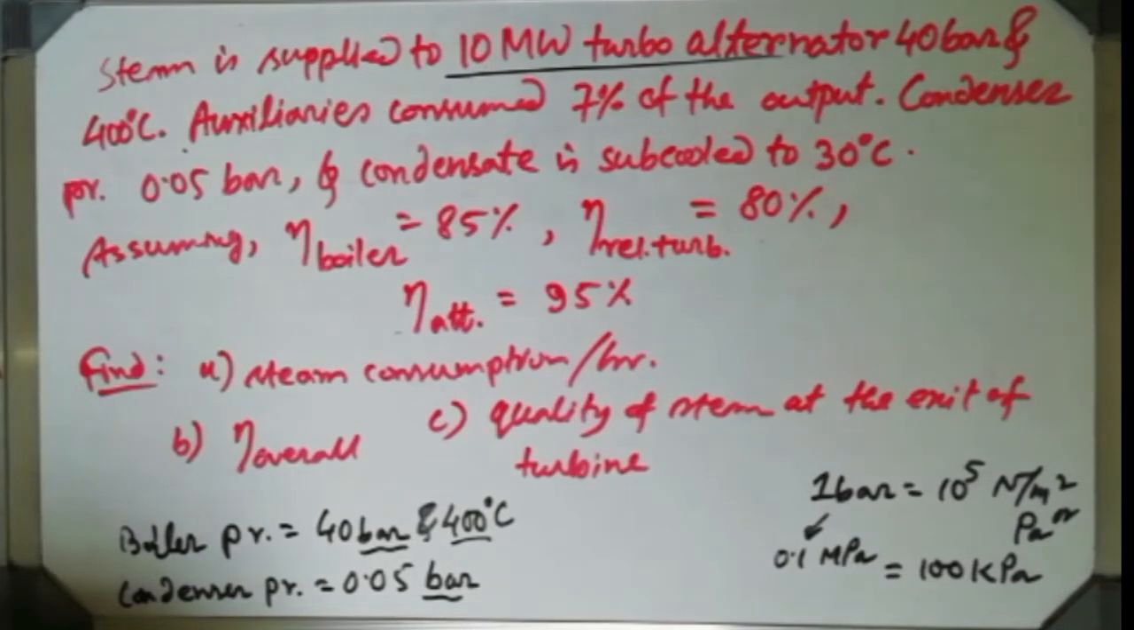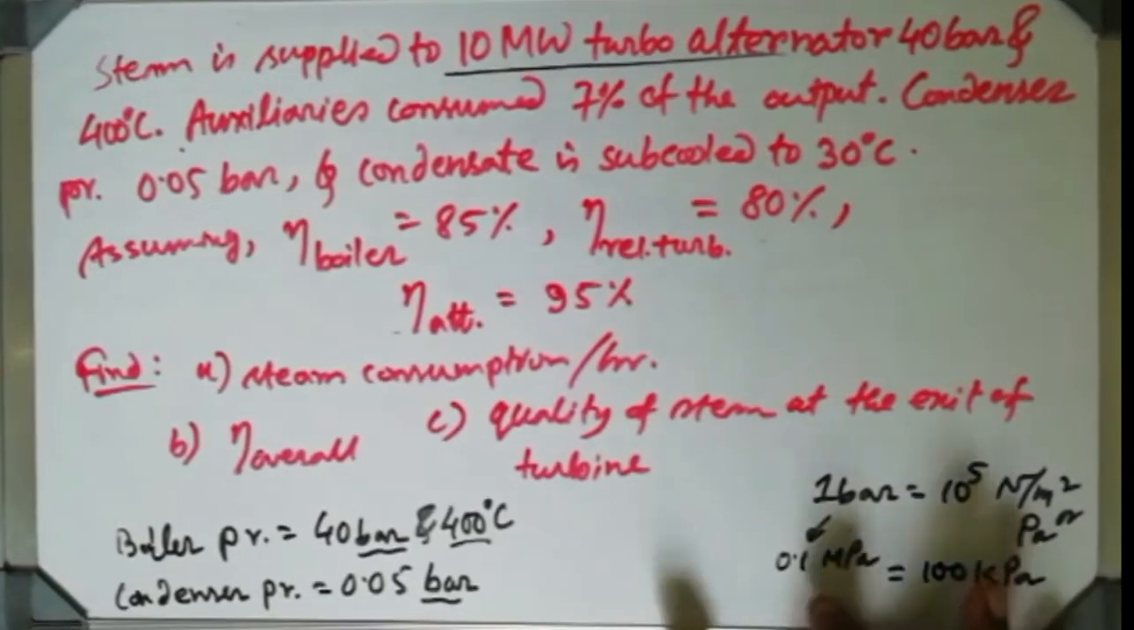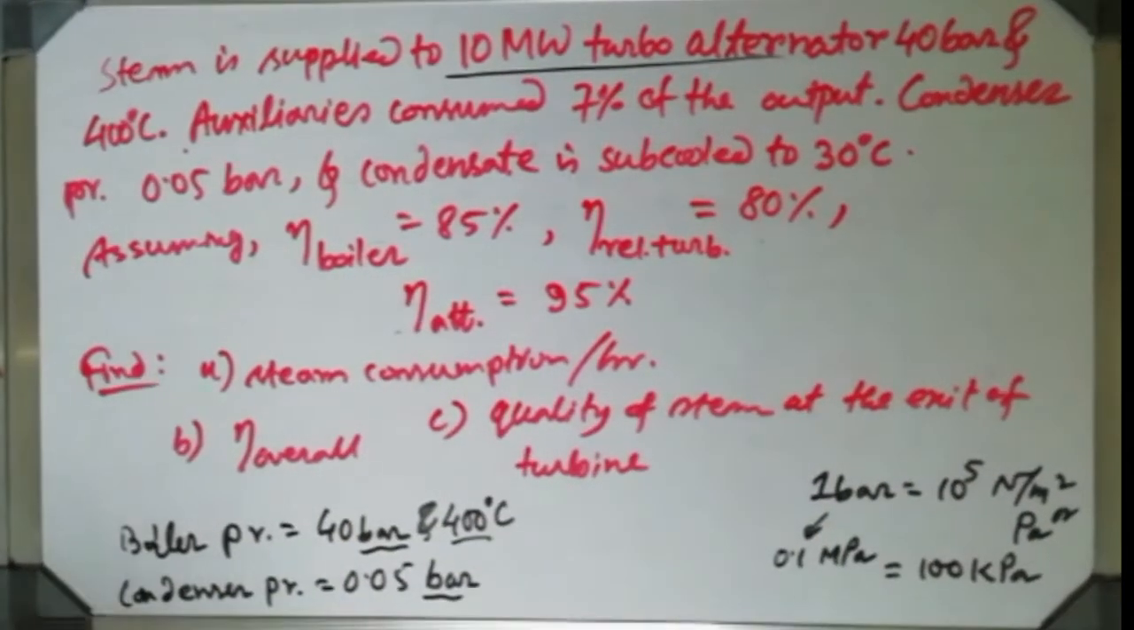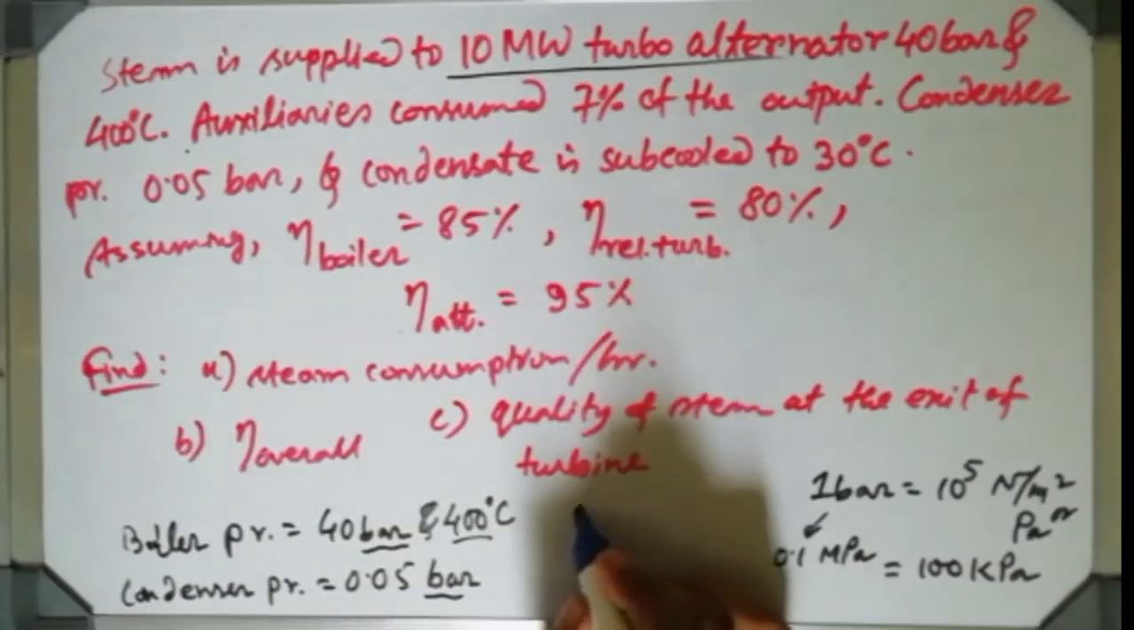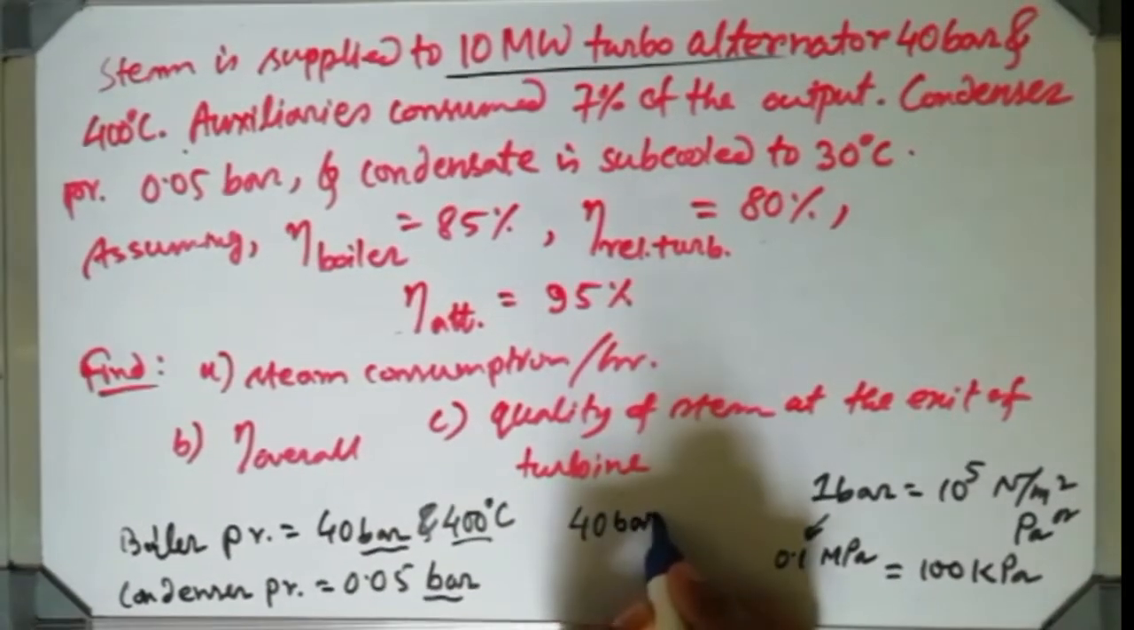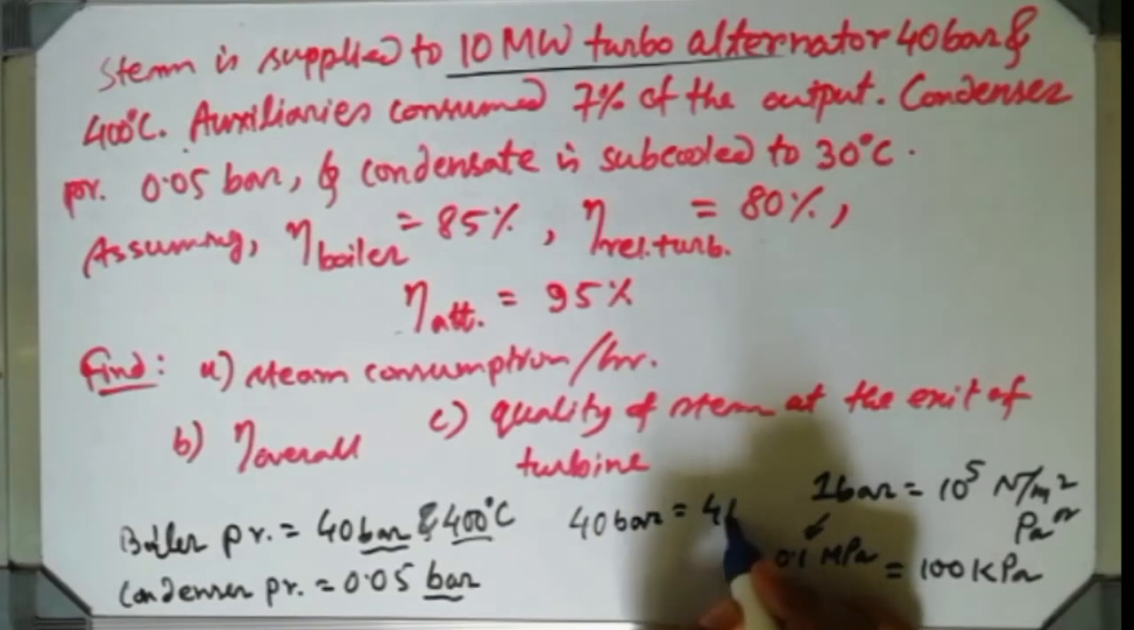That is 0.4. 0.4 means it is given in megapascal unit, and 1 bar is 0.1 MPa. Acha, one second. If 1 bar is 0.1 MPa, then 40 bar is 4 MPa, isn't it? 4 MPa, na? Am I doing the right thing?